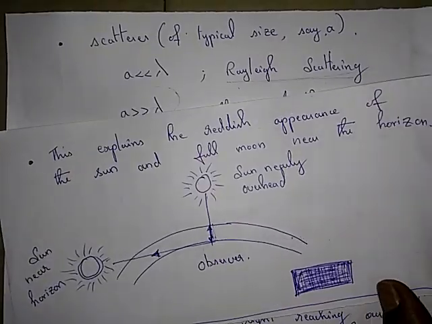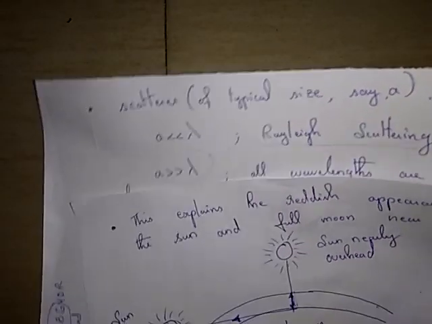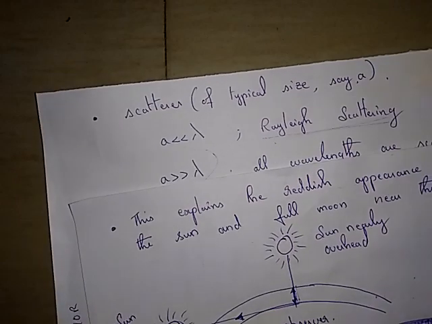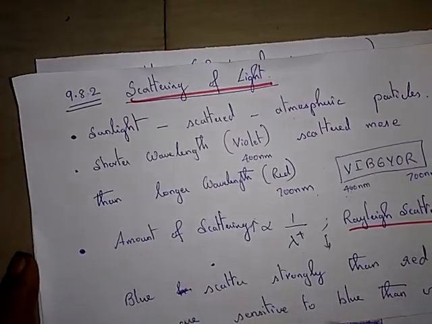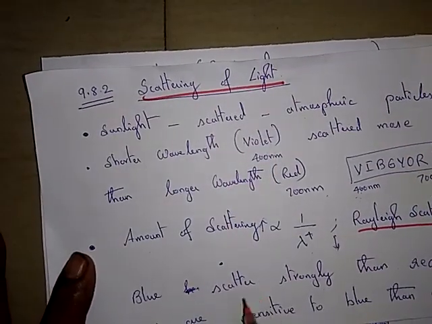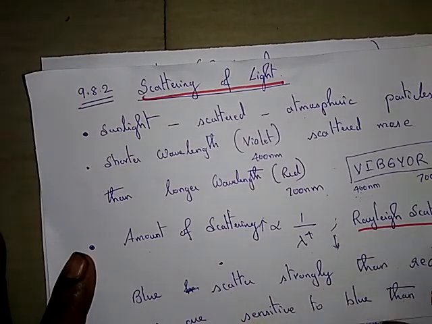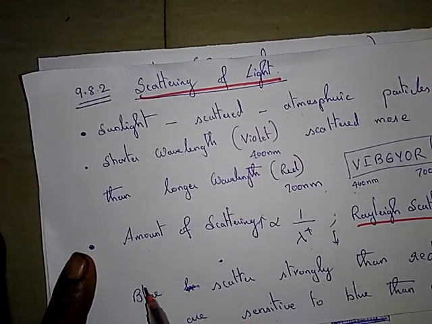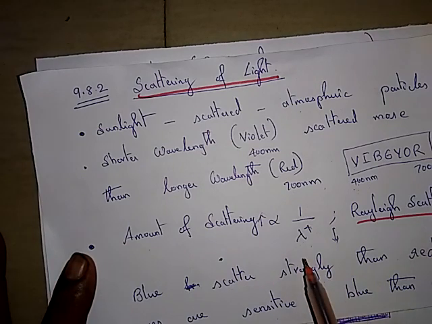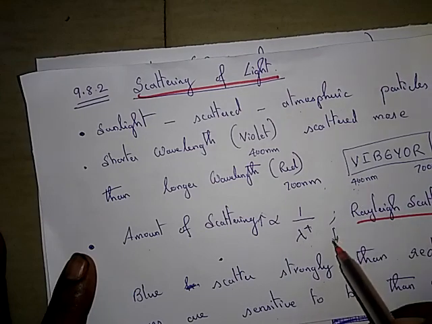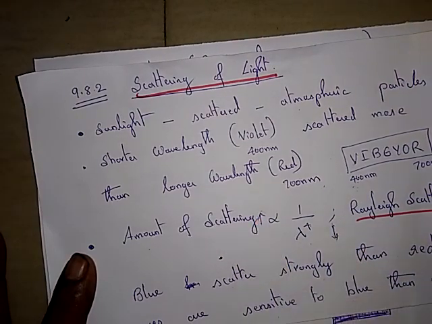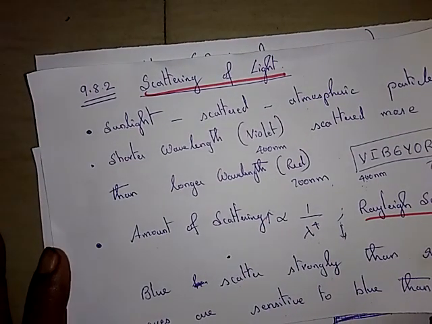So that's all about this topic on scattering of light. We have introduced an important formula, which is Rayleigh scattering. The amount of scattering is inversely proportional to lambda power 4, this we have said. So in terms of wavelength, if the wavelength decreases, scattering increases. That is one point we have to remember.